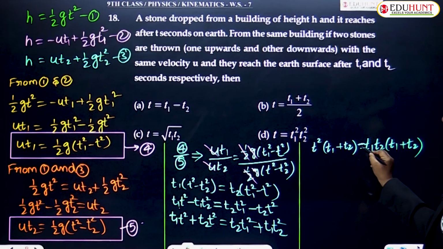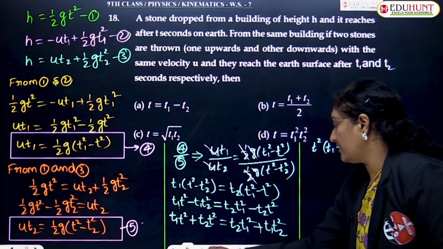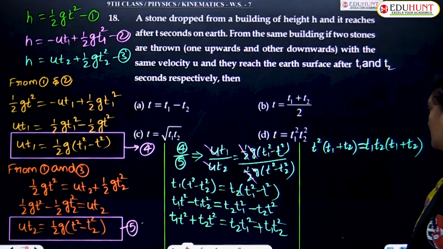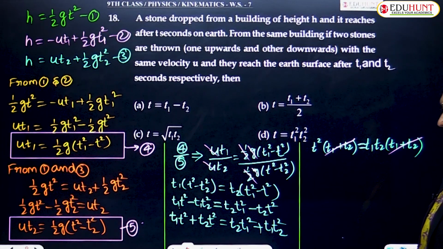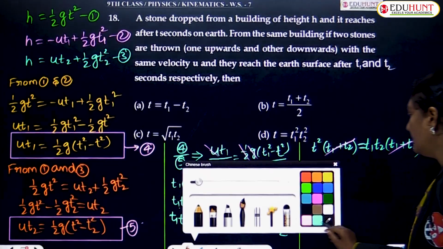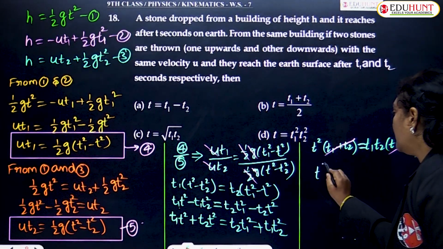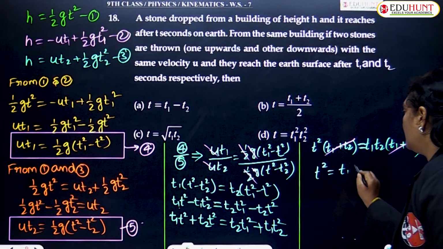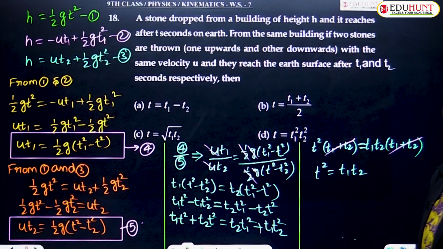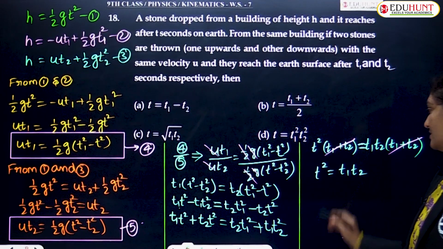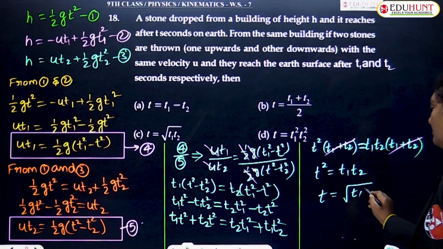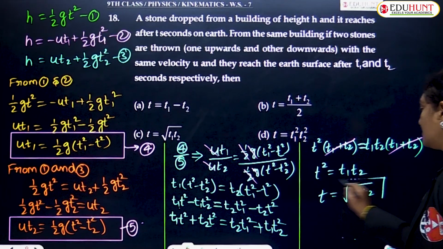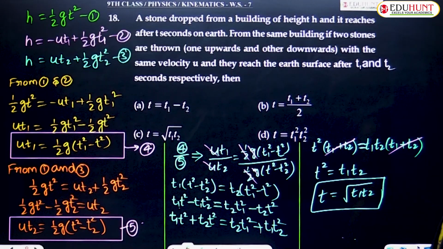Observe the right hand side and the left hand side of the last equation. Here t1 plus t2 is there, and here also t1 plus t2 is there. Hence, very clearly, we are left with t square equals t1 t2. Isn't it clear, children? So t square equals t1 t2, or t equals under root t1 t2. This must be your final answer.